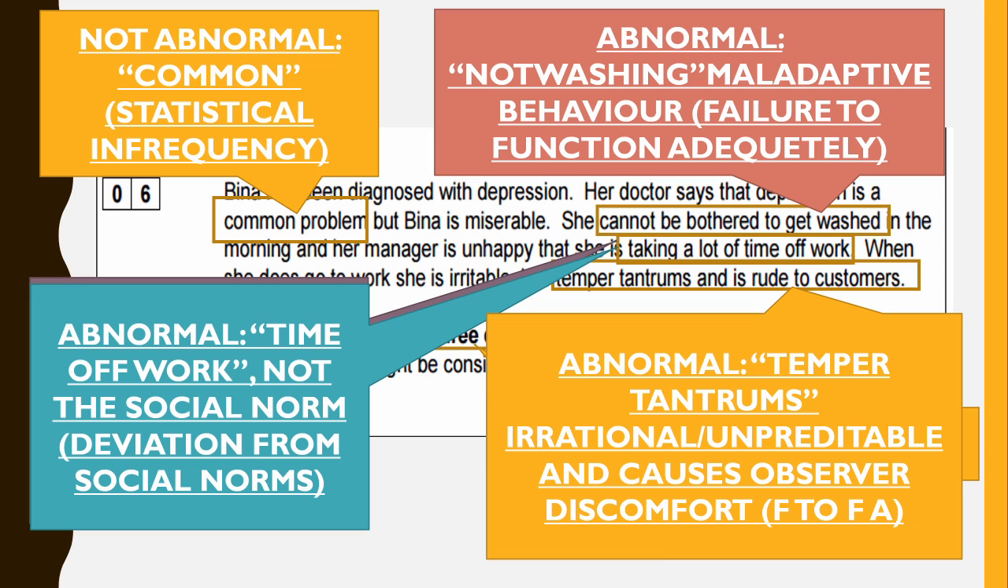And then we've got the idea that she's having temper tantrums and she's rude to customers. So again, that would probably fall under failure to function adequately. She's irrational, she's unpredictable, and she's probably going to cause her boss and or the customers some observer discomfort. So they're all of your ideas.